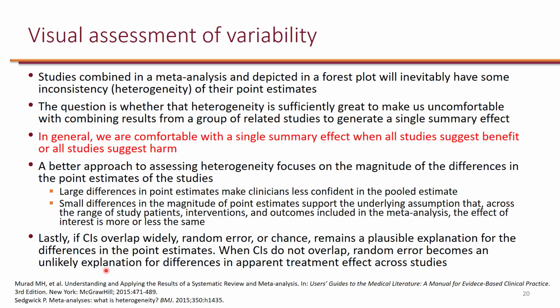Now, generally speaking, we are comfortable with the single summary effect when all studies suggest benefit or all studies suggest harm. In other words, if all studies are in agreement, then we are comfortable combining the studies. Another thing to look for is the magnitude of the difference between the point estimates of the studies. So a large difference in point estimates should make us less confident in the pooled estimate, and vice versa. And lastly, we would want the confidence intervals to overlap widely, because when they don't overlap, random error becomes an unlikely explanation for differences in apparent treatment effect across studies.